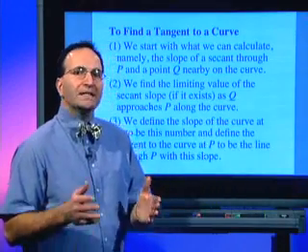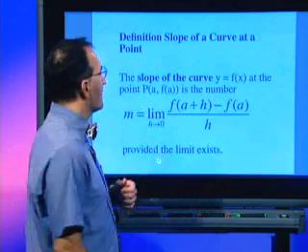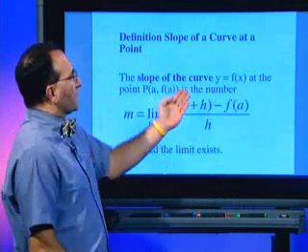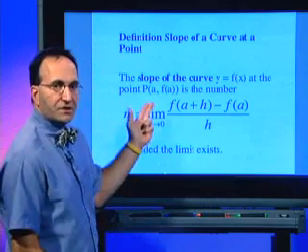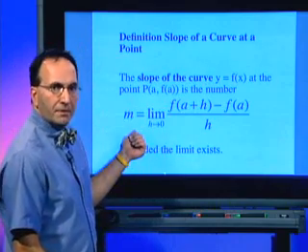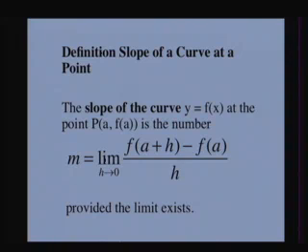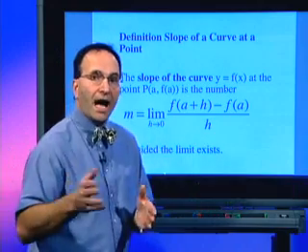More formally, we can define the slope of a tangent line in the following manner. The slope of the curve y equals f of x at the point P, which is equal to a comma f of a, is the number m, which is the slope, equaling the limit as h approaches 0 of f of a plus h minus f of a, all divided by h, provided that that limit exists. Let's look at an example of where we apply this formula.